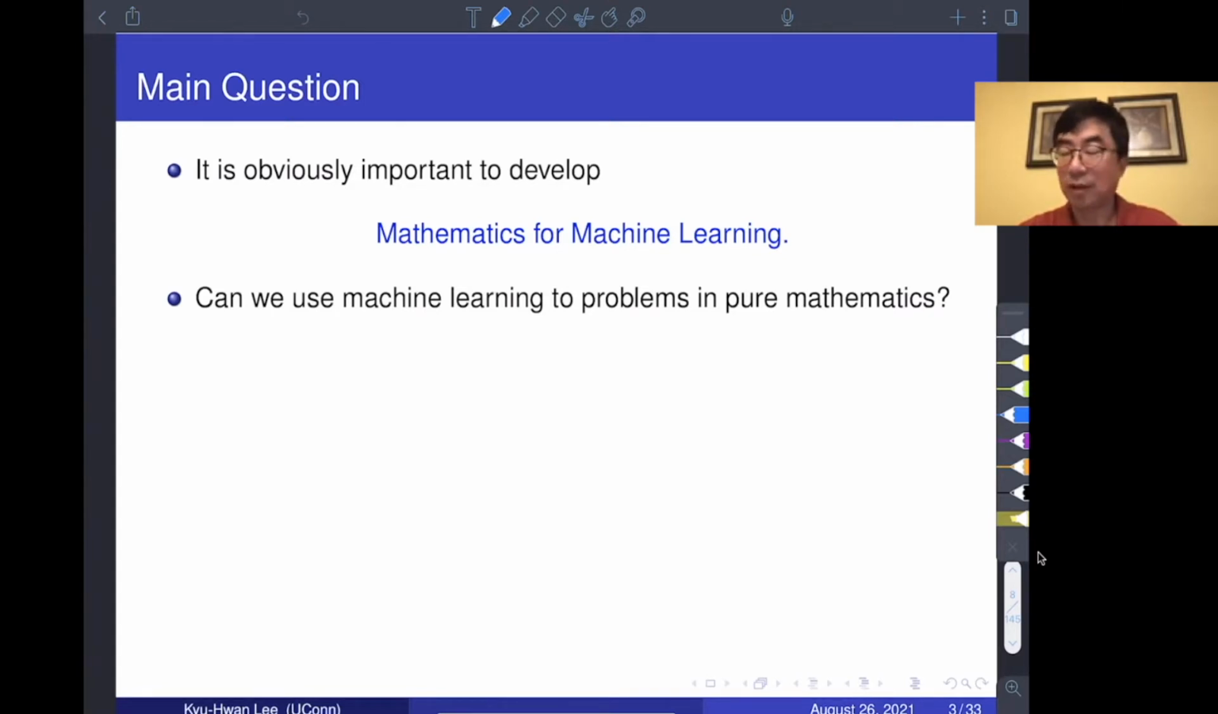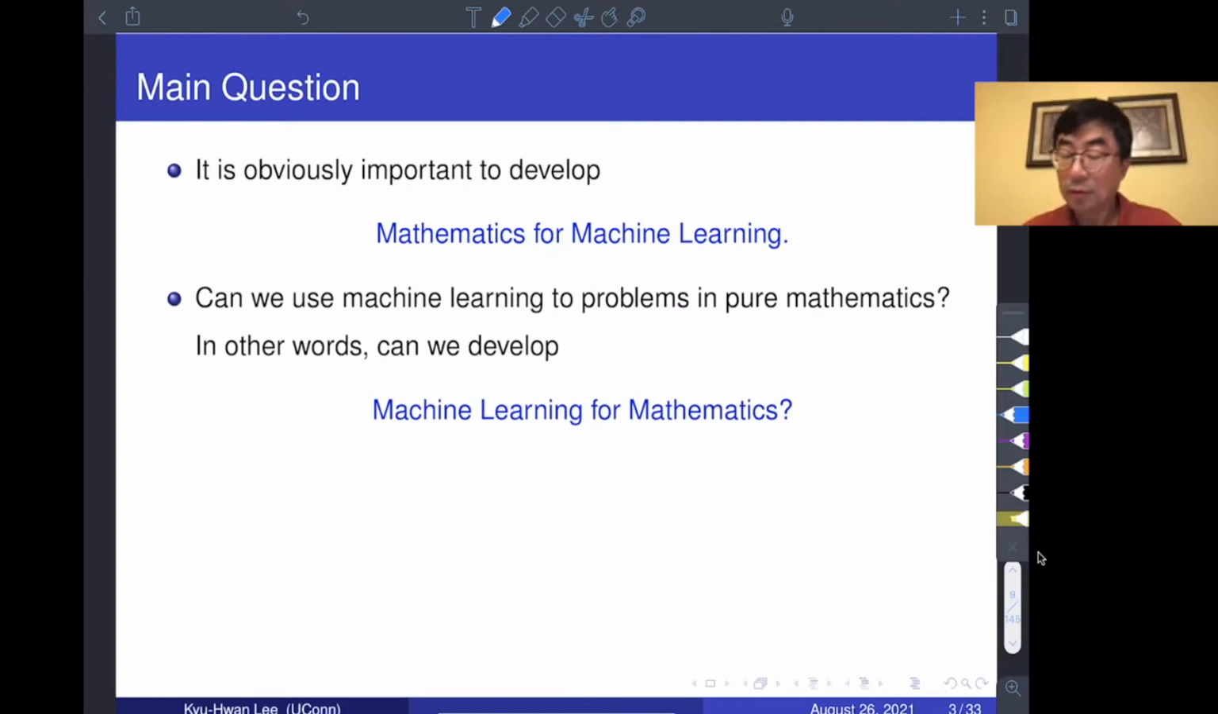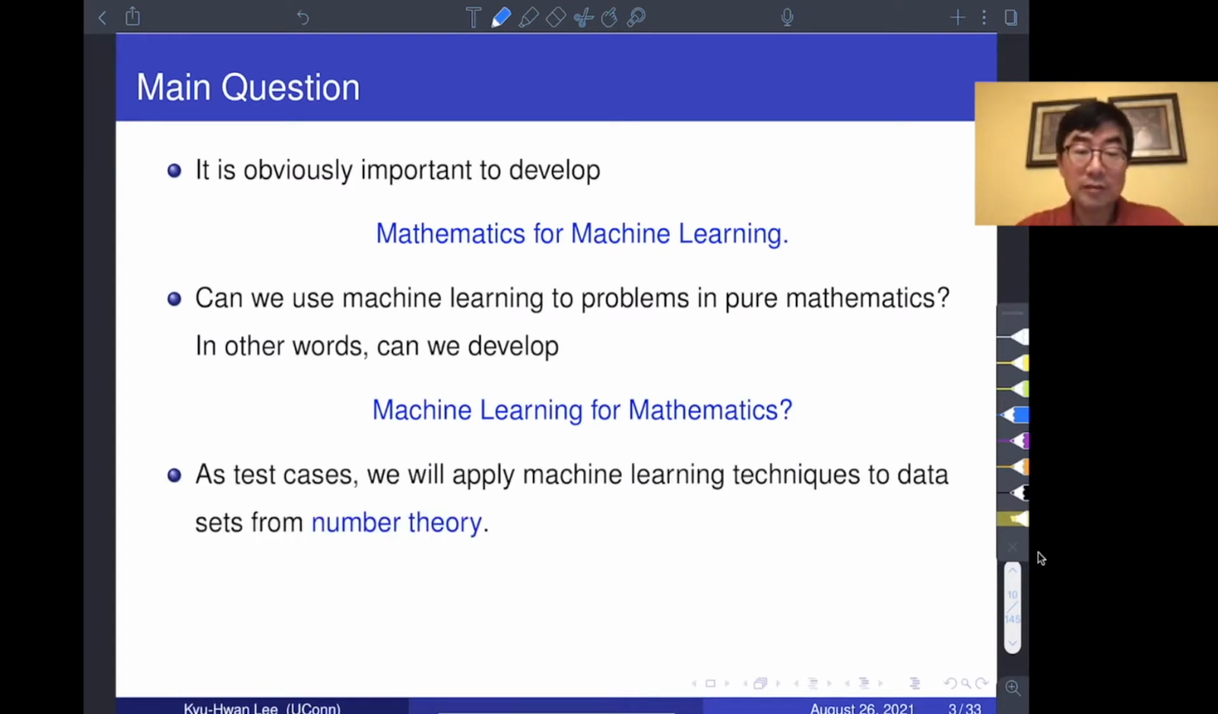The first talk, Min-Young Kim's talk, was about this. In other words, can we develop machine learning for mathematics? That's the main question I want to ask in this talk. As a test case, we'll apply machine learning techniques to data sets from number theory. If nothing shows up, then probably the machine learning method may not be useful. But if something works, then it's a good idea to look at machine learning for mathematics.